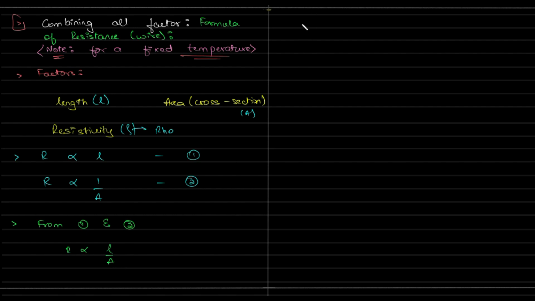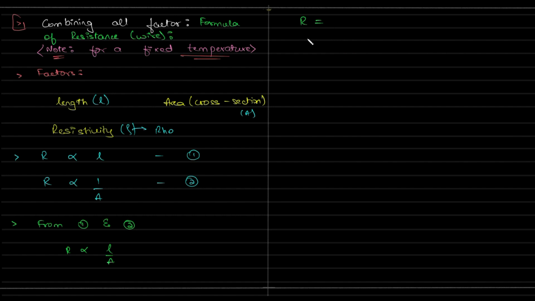Now, when I remove this proportionality symbol and make it an equal to symbol, see, proportionality talks only about how it's related to the things which it depends on. If you change the length and area, things will change, right? But for a given material, only if you change the length and area, things will change. If not, it won't change, right? So we're looking at a given fixed material.